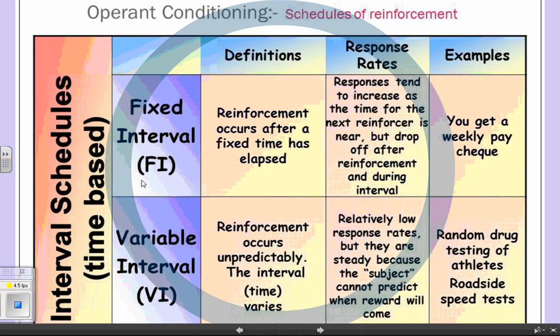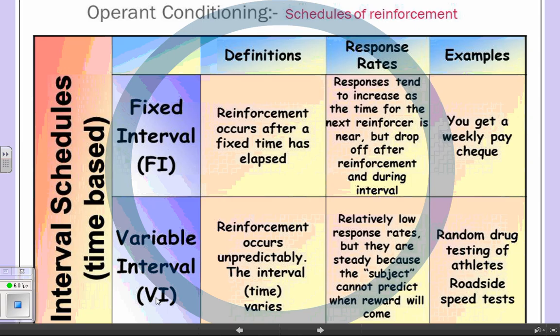So fixed interval would be every week, every 7 days. Okay, remember that every 7 days. What does this mean? The response tends to increase at the time of the next weekend, the next 7th day. As the 7th day approaches, the response tends to increase, but drops immediately after that. Imagine that the fixed interval of reinforcement is your weekly paycheck. Okay, so what happens there? Can you remember the feeling? Can you remember how excited you are when it's payday? And then you wait for the next payday.